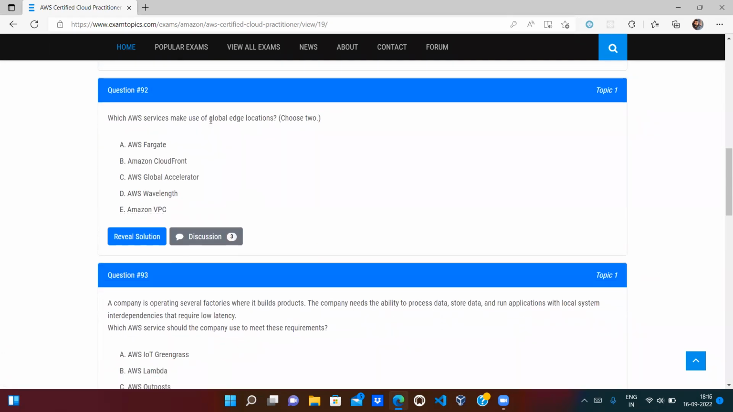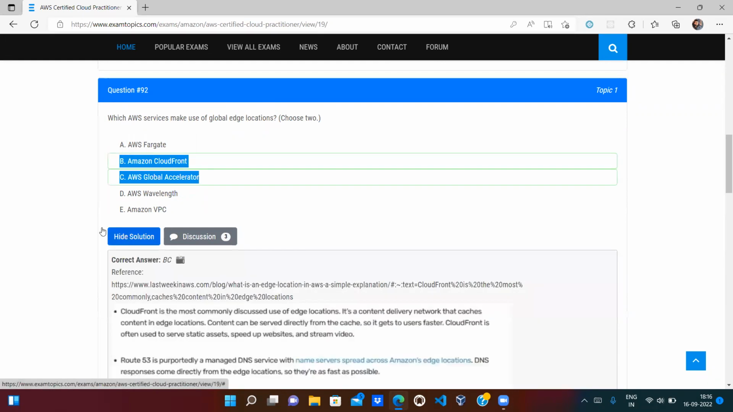Which AWS services are useful for global edge locations? Choose two. For global edge locations, CloudFront and Global Accelerator are the two things. Because of this, the latency will be very low. Fargate is for ECS, and VPC is Amazon Virtual Private Cloud. So these two look correct, B and C.